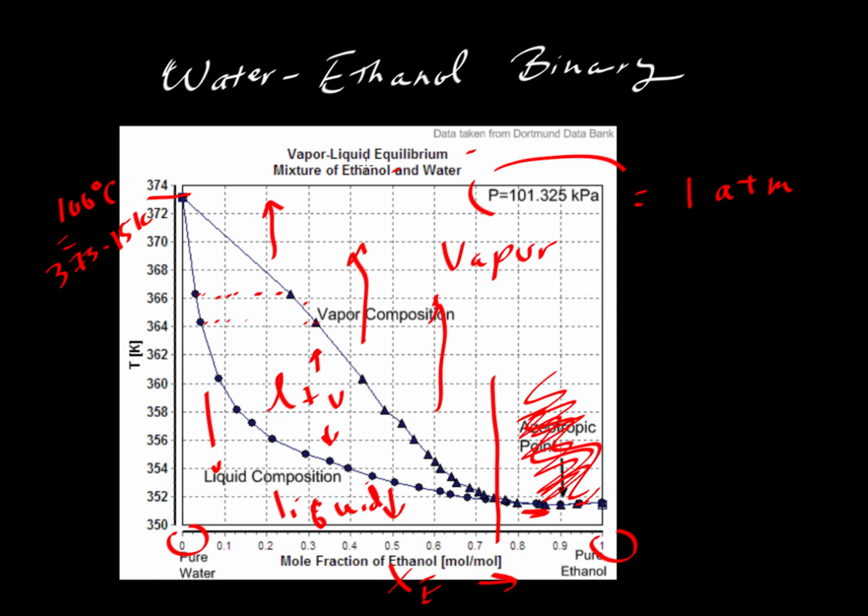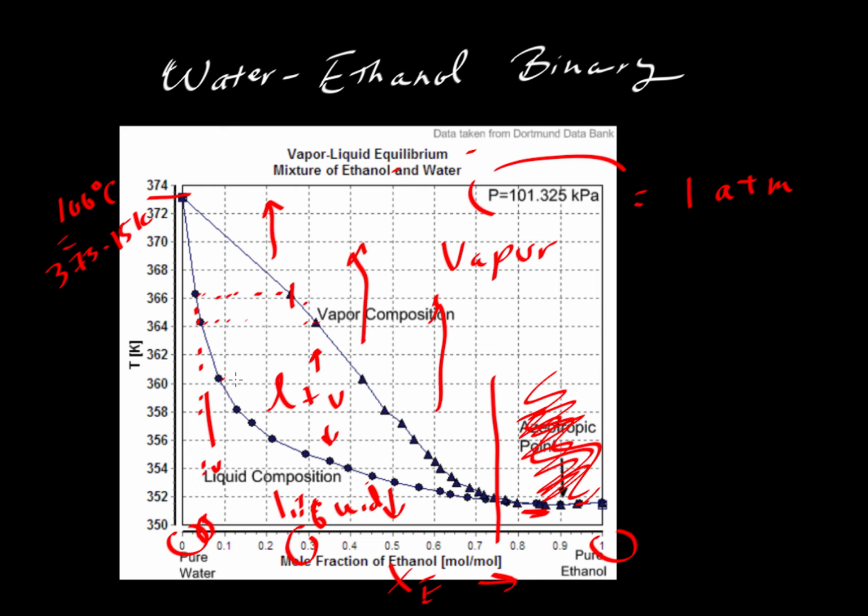So if they heat up an ethanol water mixture and let it equilibrate at 366 degrees Kelvin, then they get a vapor over here that is much more rich in alcohol than the liquid that is left behind. So the liquid over here has, maybe about 5% alcohol or less, while over here the vapor is almost 30% alcohol. So it's much, much more enriched compared to the liquid. And this is true at any temperature.